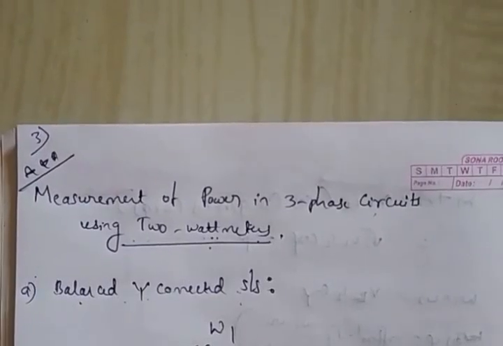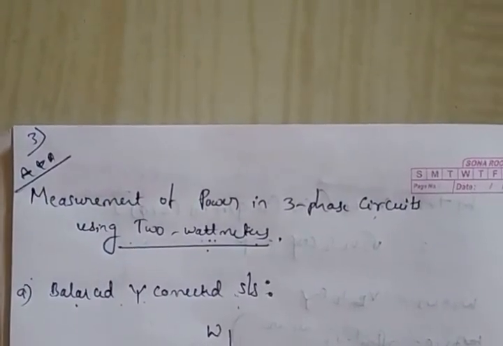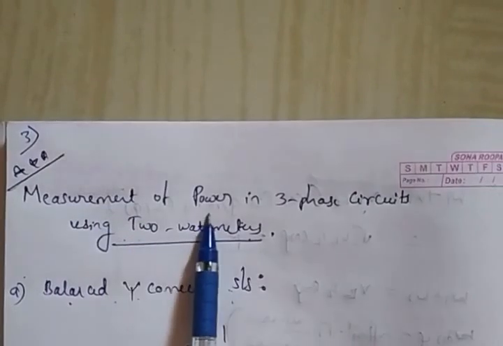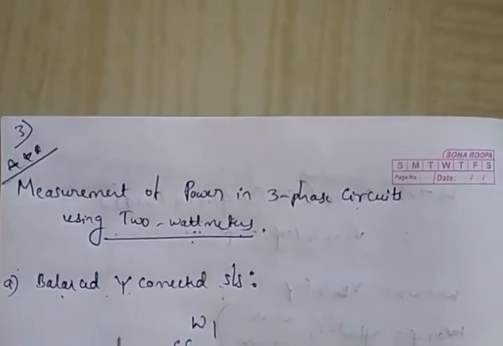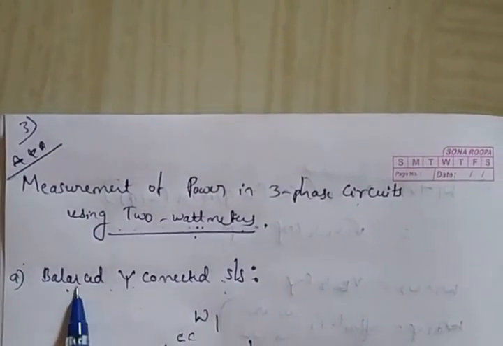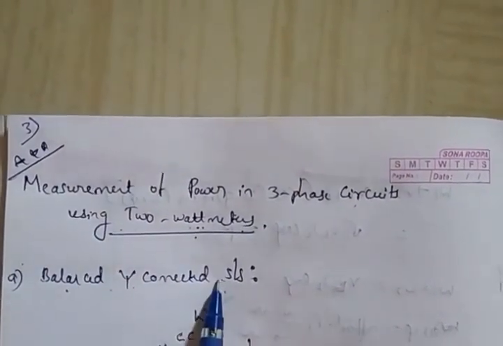Hello dear students. So today I am going to deal with the next derivation, that is the measurement of power in three-phase circuits using the 2 wattmeter method. Let us consider case 1, that is the balanced star connected system.